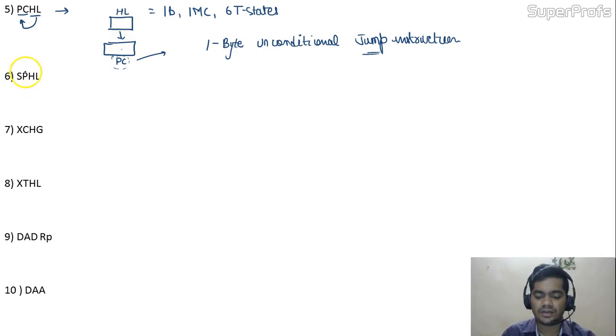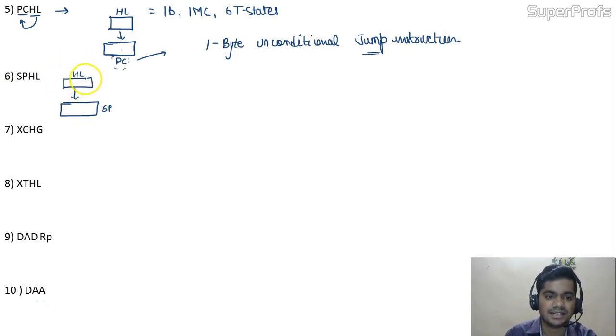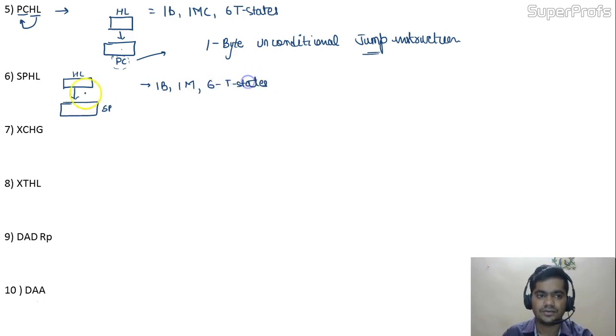Okay, now we are going to see what is SPHL. So the contents of HL pair would be transferred to the stack pointer. Okay, so whatever data or whatever content is present in HL register pair, that content would be transferred to the stack pointer register. So it would be a 1 byte instruction, 1 machine cycle would be involved, and there would be 6 T states. Okay, so this is SPHL.